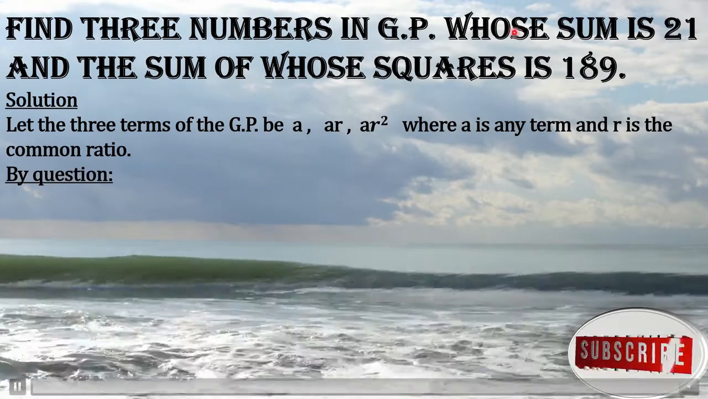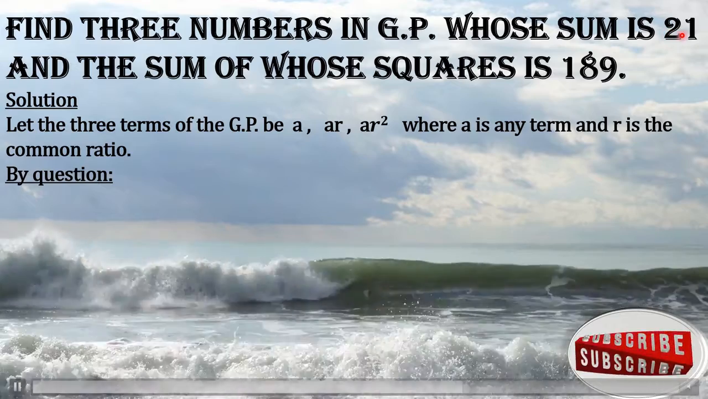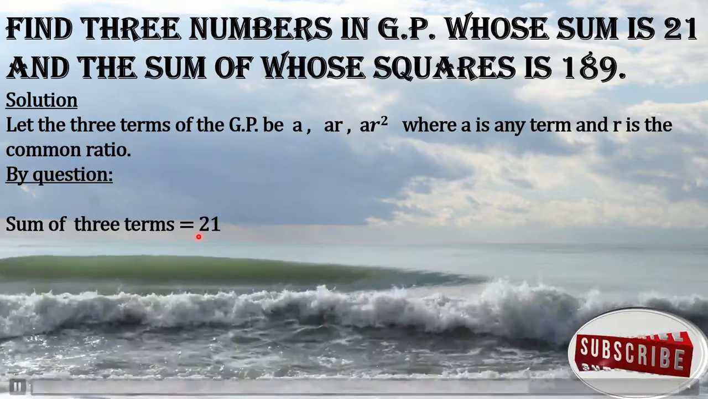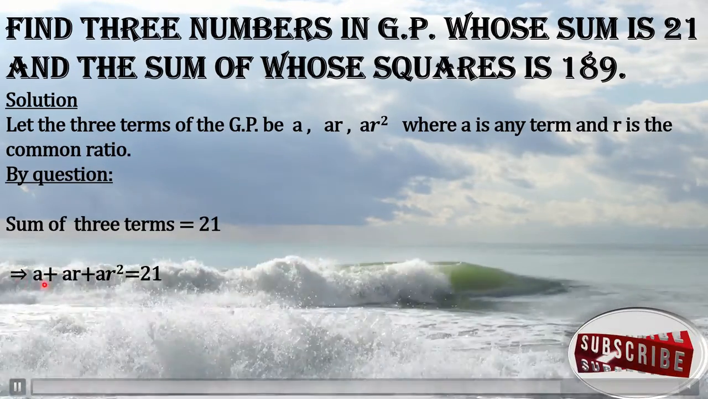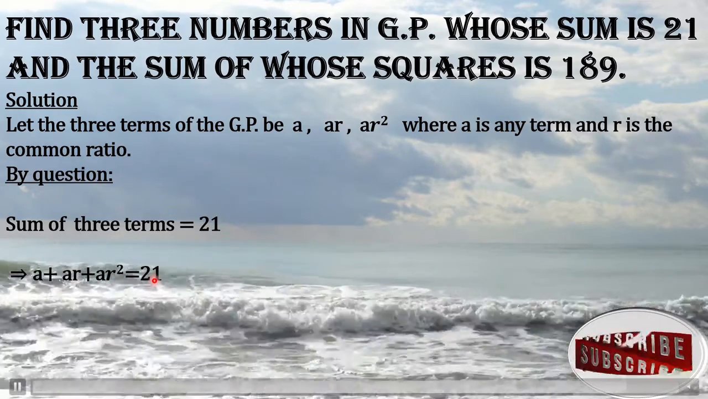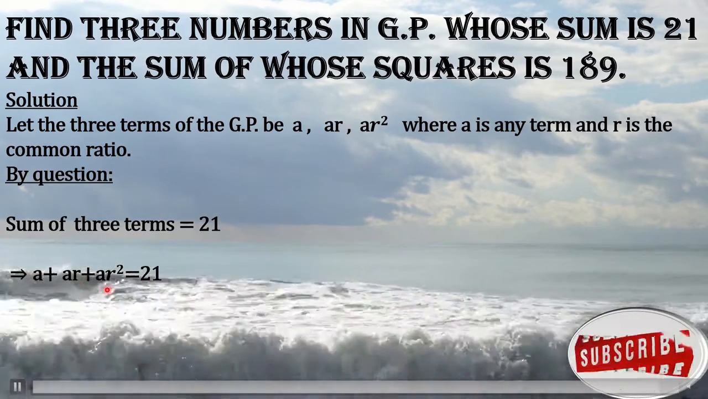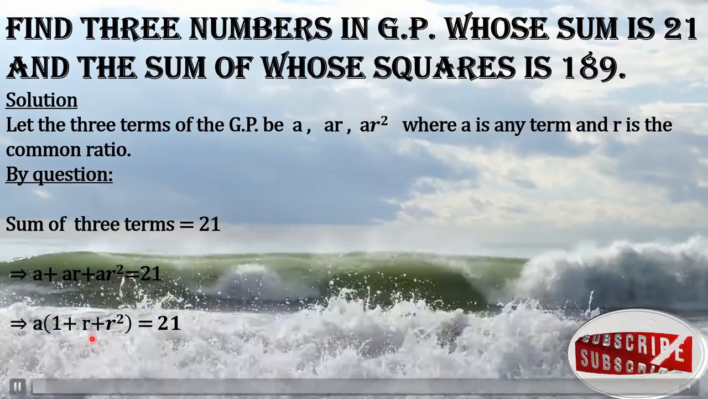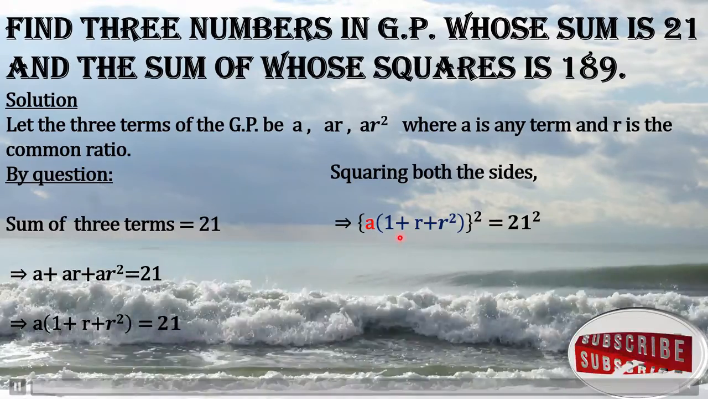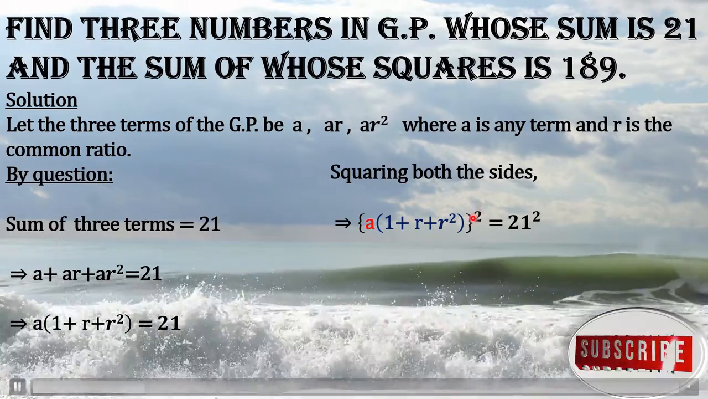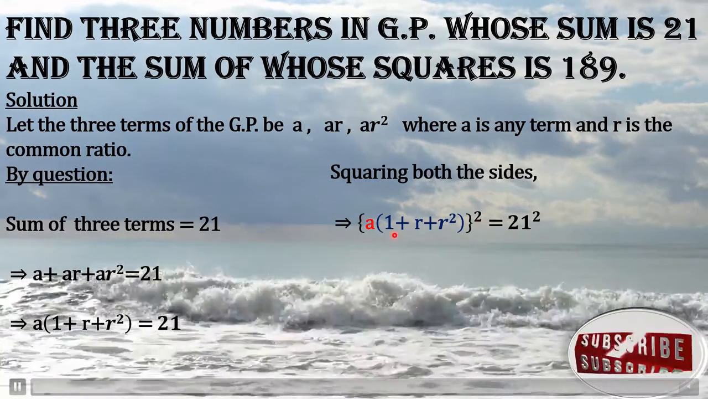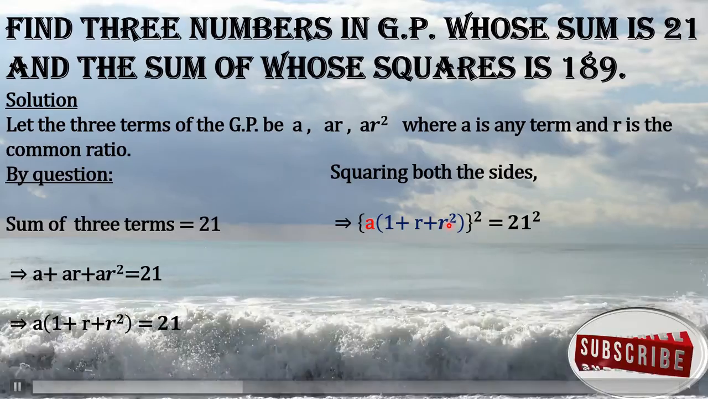By question, the sum is 21, meaning the sum of three numbers is 21. That is a plus ar plus ar square is 21. Now let's take a common from all these three terms. After this, let's square both the sides. On squaring both the sides, we get this line. This square is for a and this square is again for 1 plus r plus r square.